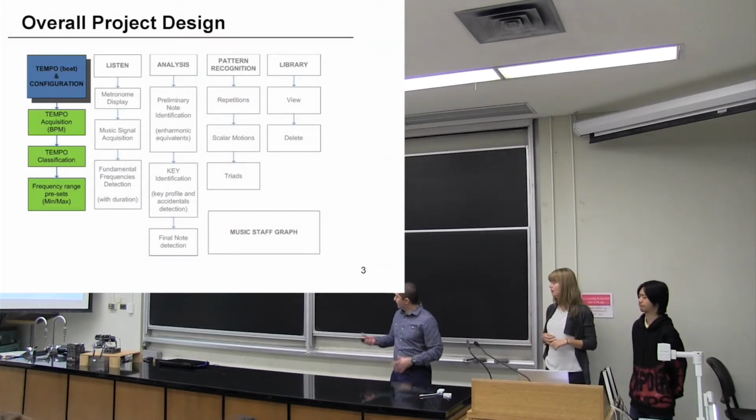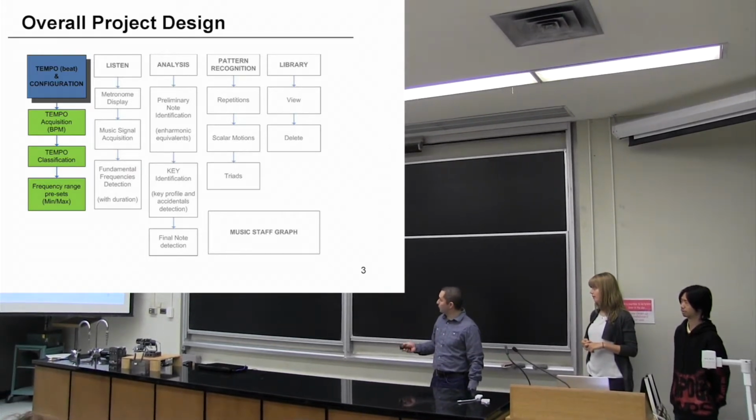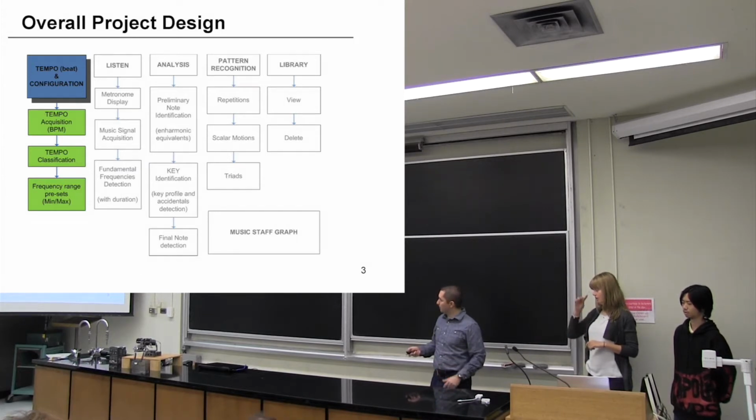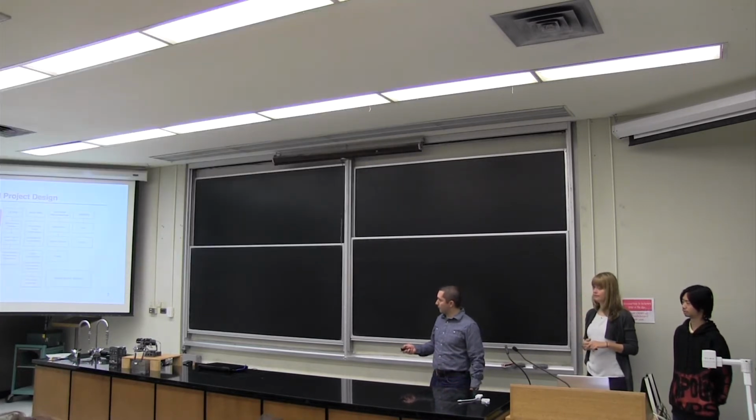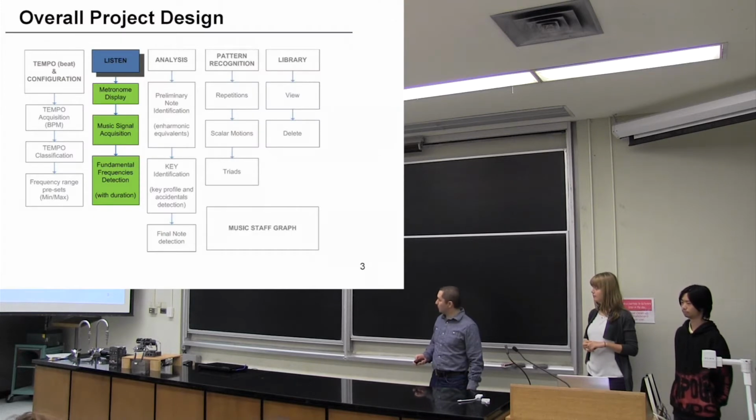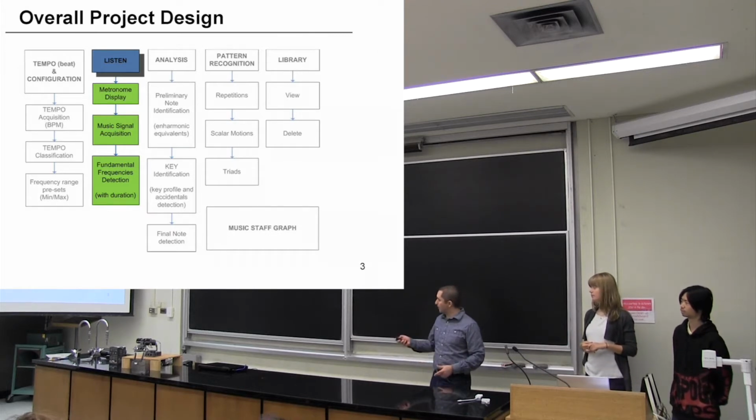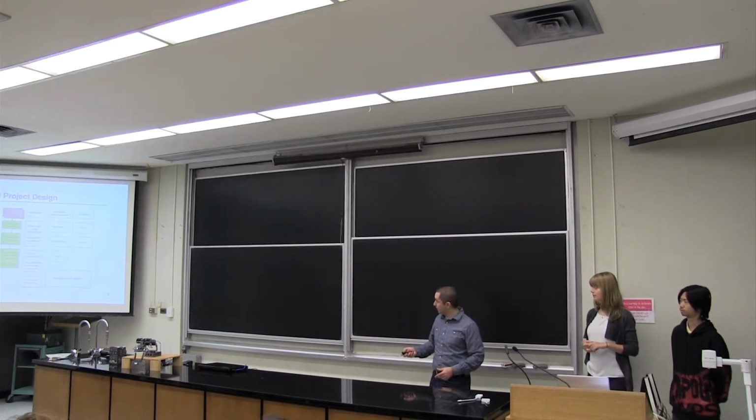So the design is composed of different phases. First, the user will tap the tempo he would like to use. The tempo is acquired in beats per minute and classified, and the user can also provide a frequency range that he would like to play. Then is the listening phase, where a metronome is displayed while the user is playing the instrument. The music signal is acquired, and the fundamental frequencies are detected.